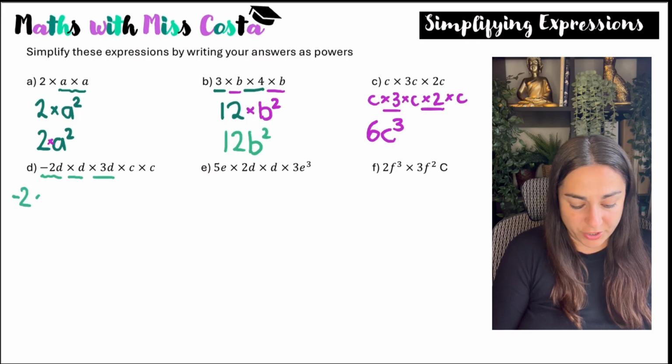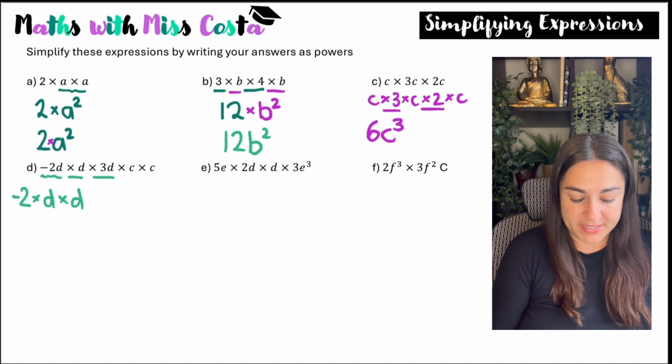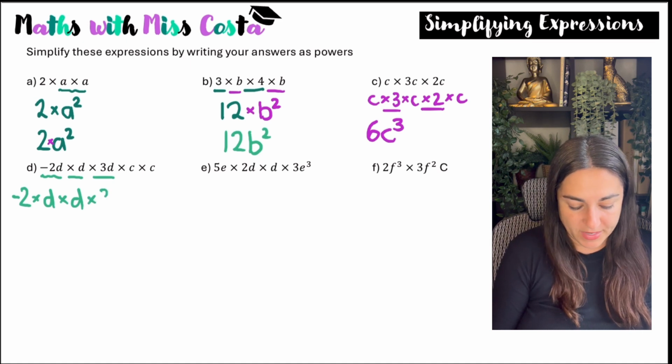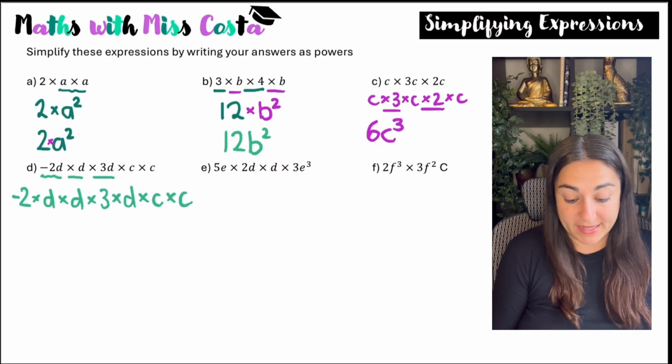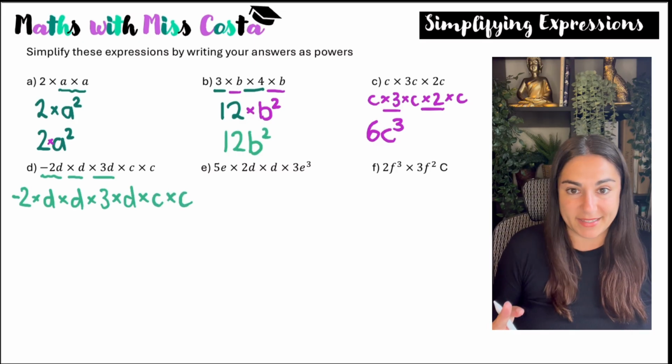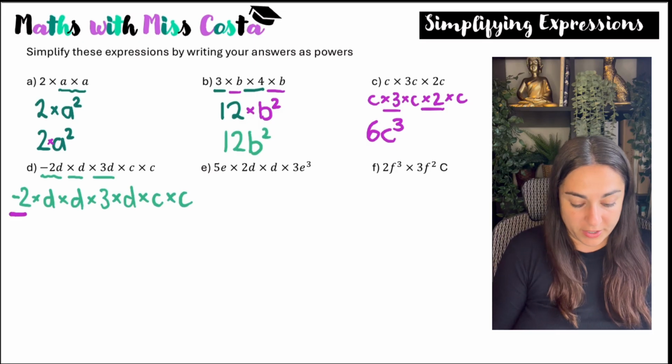If I want, I could write it out like this. So let's write it out just to see what's going on. So minus 2D is actually minus 2 times D. 3D is 3 times D. So I've just split it apart so it's in its base form. So now I look at the numbers.